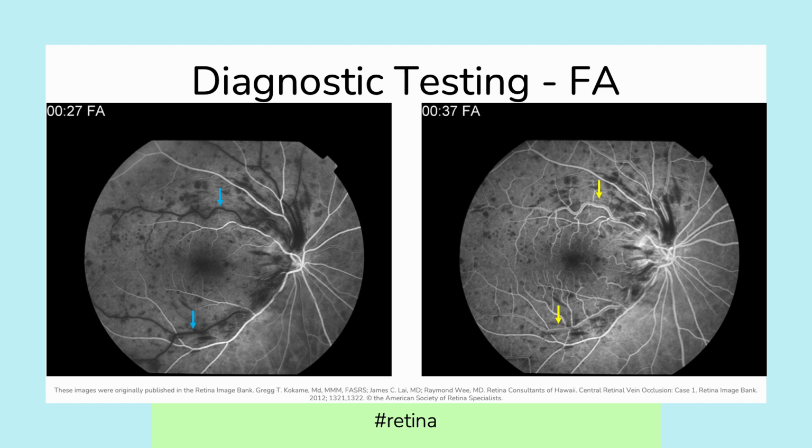A normal FA will show peak fluorescence around 30 seconds. Here you can see that at 27 seconds, the veins have still not filled. At 37 seconds, the large retinal veins begin to fill.